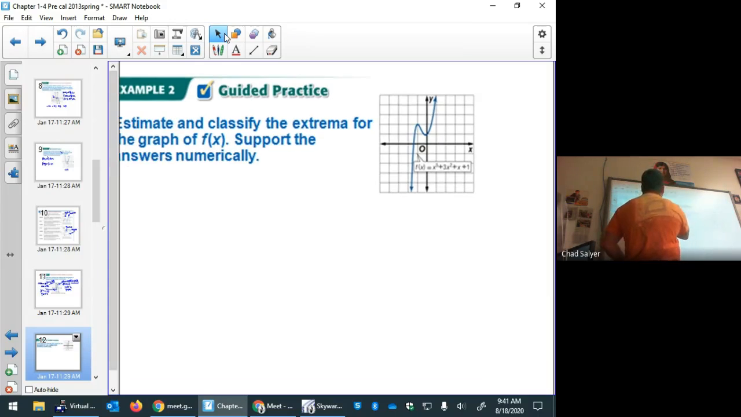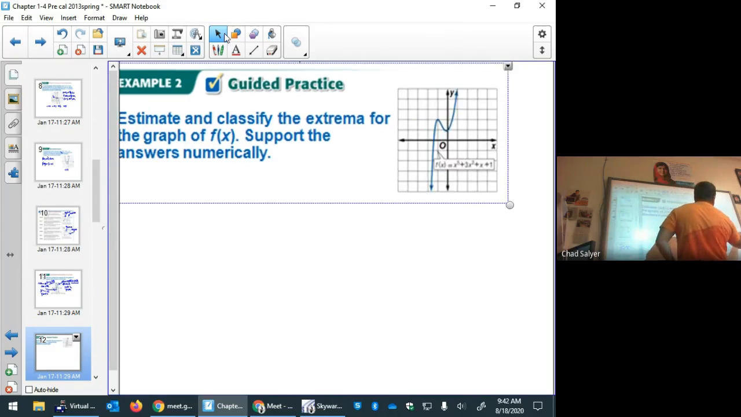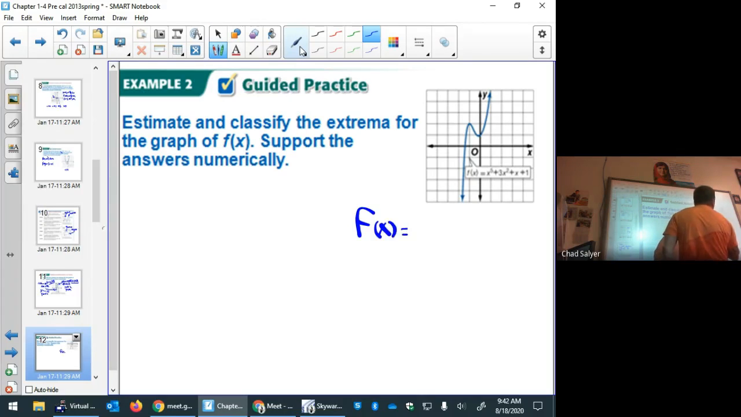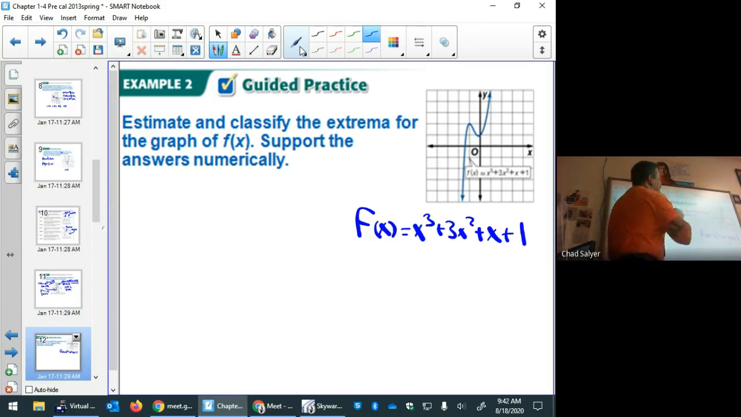Let's see if I can get that just a bit bigger because that's tiny. I'll rewrite that function. f of x equals x cubed plus 3x squared plus x plus 1. See if you can estimate the extrema, and then find them exactly. Pause the video and then try.